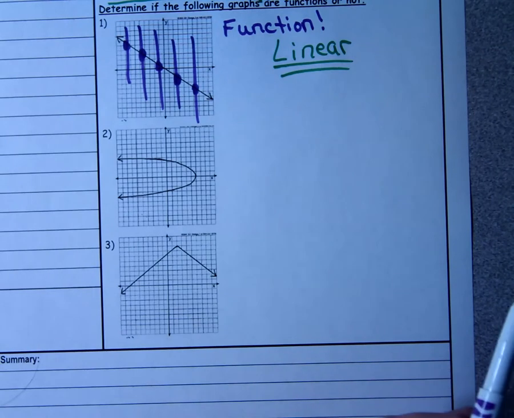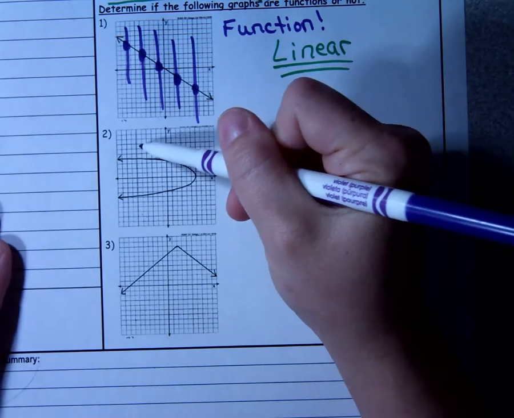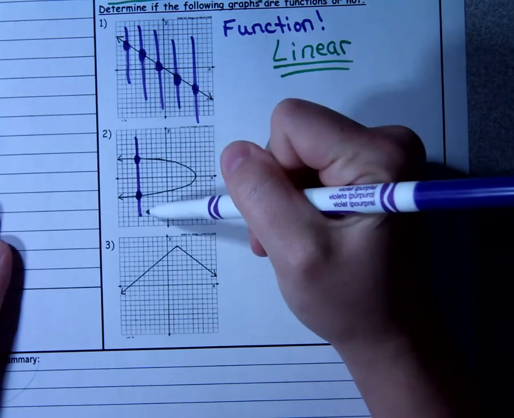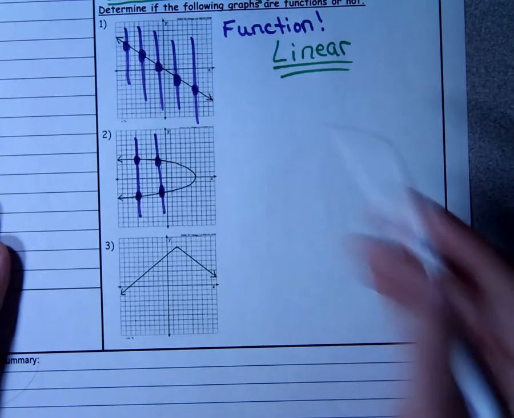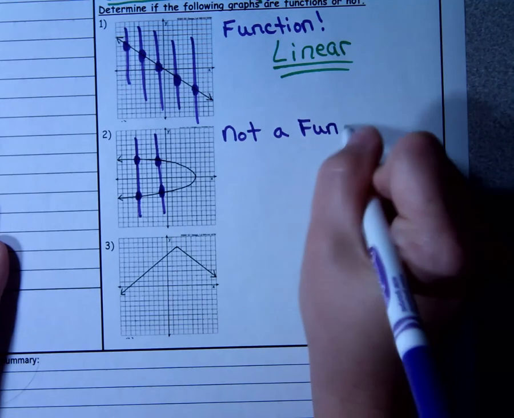Let's look at number two and decide if it's a function. What do you think about number two? Do you think it is a function? It is not. If I draw a vertical line right here, I cross that graph more than once. If I draw a vertical line here, I cross the graph more than once here. So this is not a function.